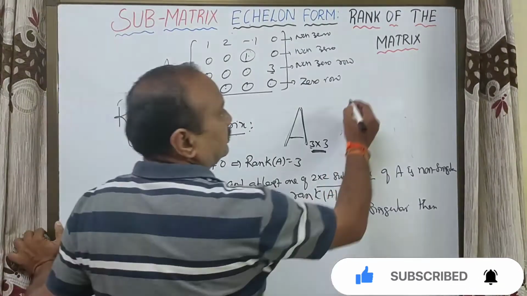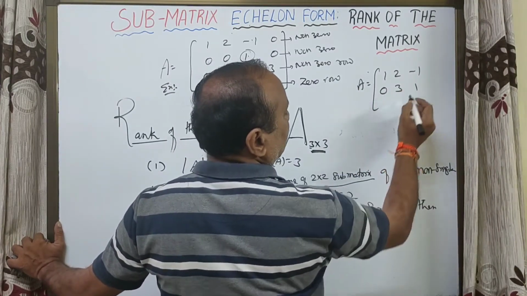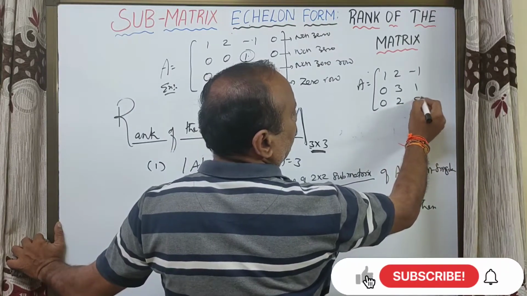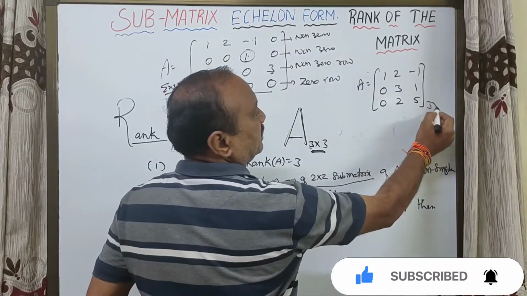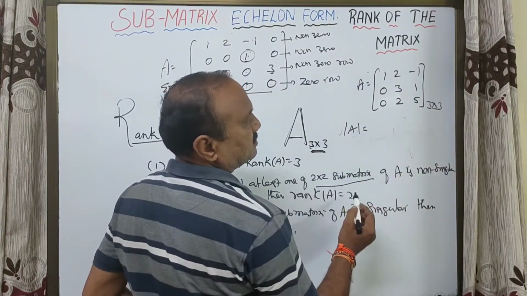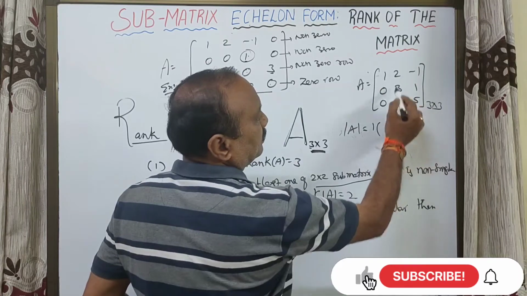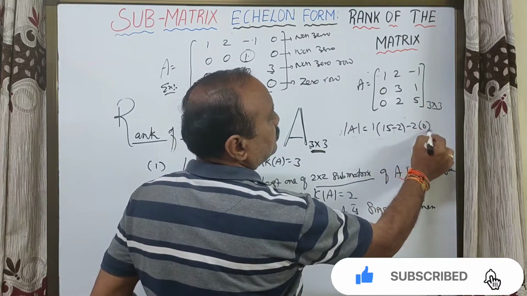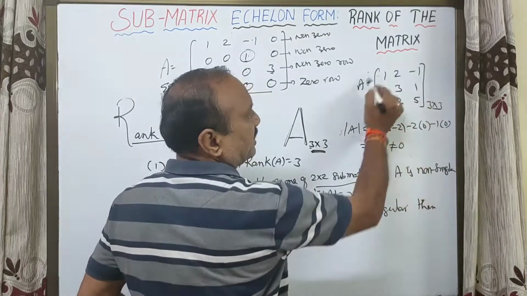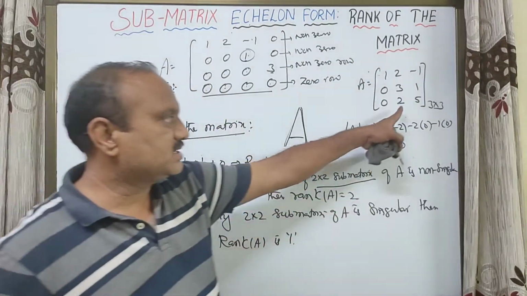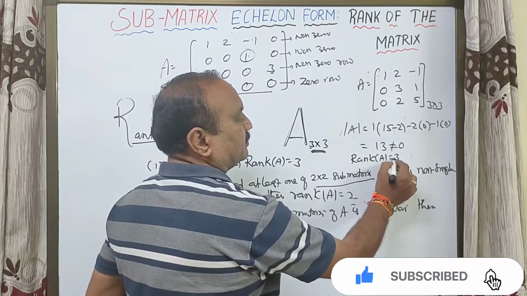For example, you take matrix A as 1 2 minus 1, 0 3 1, 0 2 5. Its det value, students, it is 3 by 3. Its det value, expanding along this row, is 1 into 15 minus 2 into 0 minus 1 into 0, which is equal to 13, which is not equal to 0. So rank of this matrix is 3, because this matrix order is 3 by 3. So rank of A equals 3.